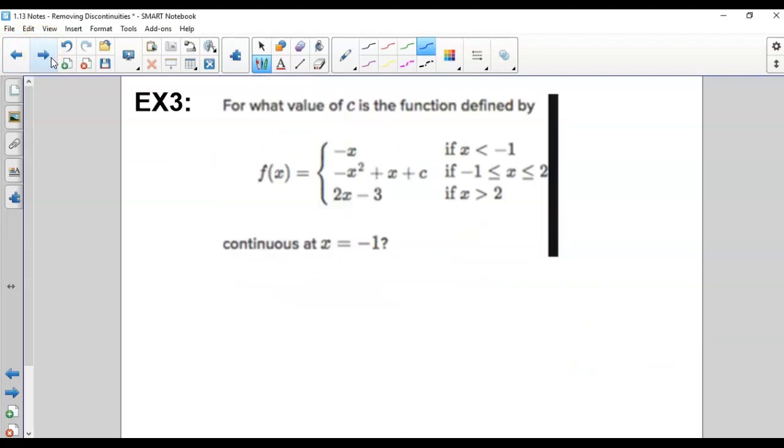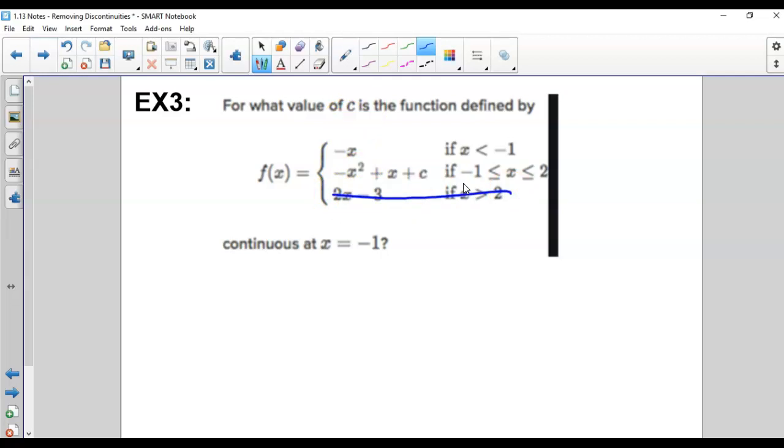Okay, here's our next one. They give us this equation. It says, for what value of c is the function defined by this equation continuous at x equals negative 1? So, first of all, if we're just looking at x equals negative 1, we're only really using 2 pieces of that piecewise function. So, Harper, which 2 pieces are we using? The top, the middle, or the bottom? Okay, the middle and which other one? Top. Okay, so those 2 are the ones we're looking at here. The bottom really doesn't matter at all for this question.